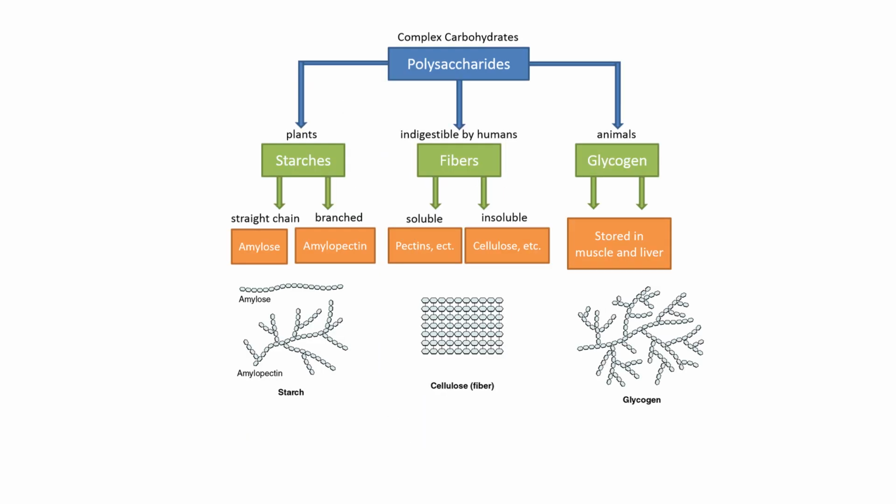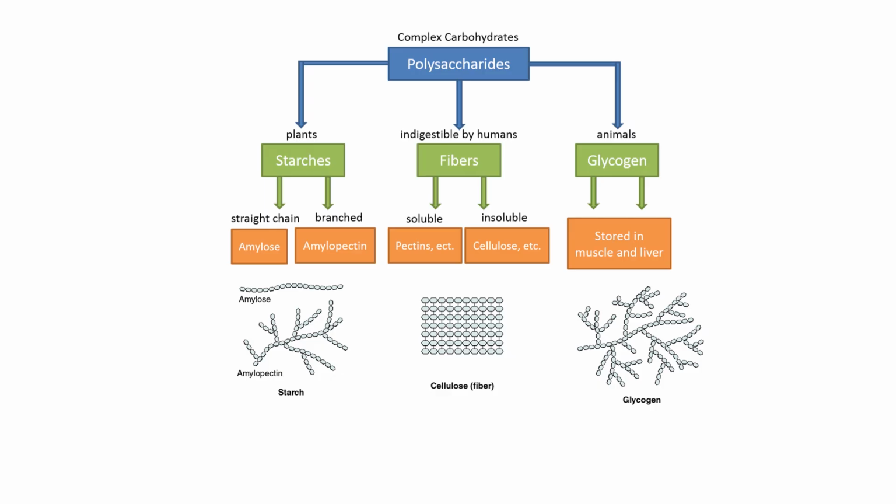And then we have our complex carbohydrates, our polysaccharides. So in plants, you have our starches. You have amylose or amylopectin. If you notice, the amylopectin is branched. Each one of those is a little saccharide molecule, but they're just the little hexagon shapes in the chain that are branched.